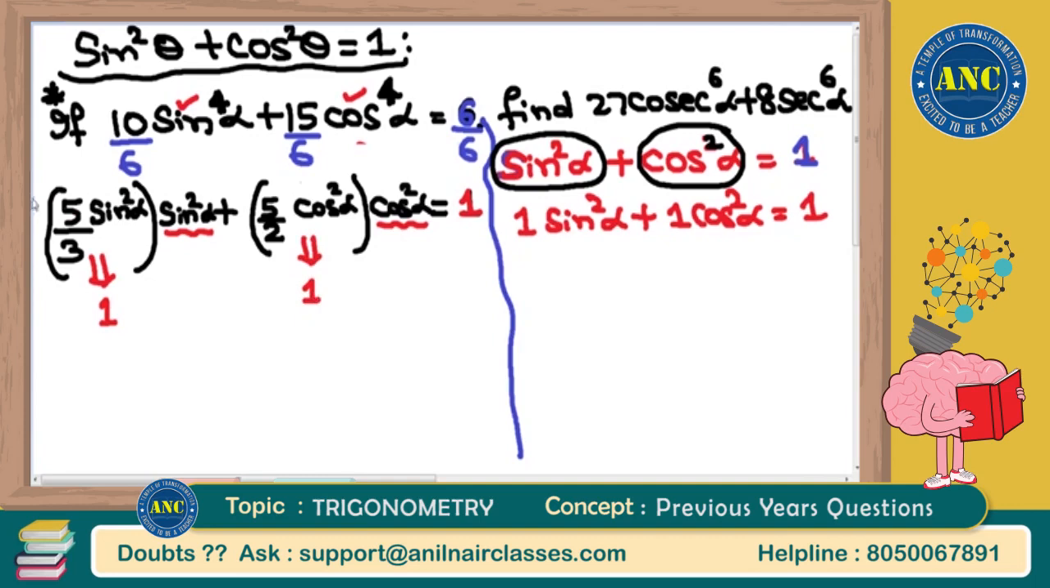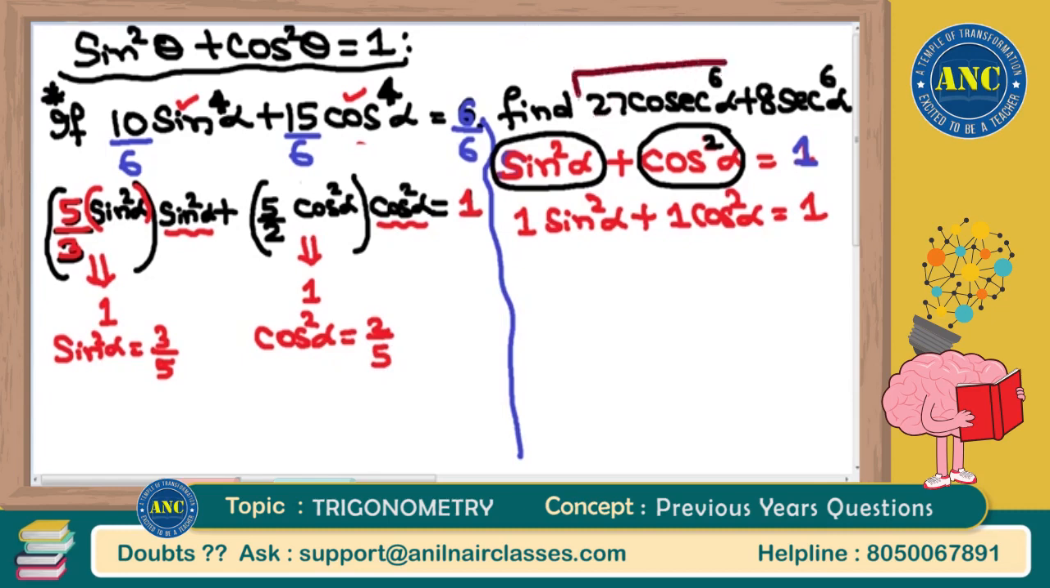That means 5 by 3 sine square alpha is equal to 1. Can I say that the sine square alpha value will be equal to 3 by 5? Why? Because 5 by 3 into 3 by 5 is only 1. Similarly, cos square alpha value will be equal to the reciprocal of 5 by 2, which is 2 by 5. Right? My answer is over, sir. This is the beauty of solving in this methodology. My answer is already over.